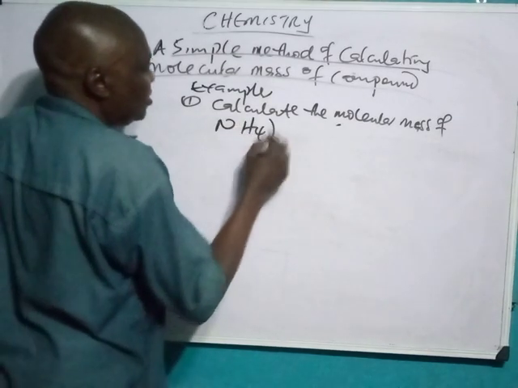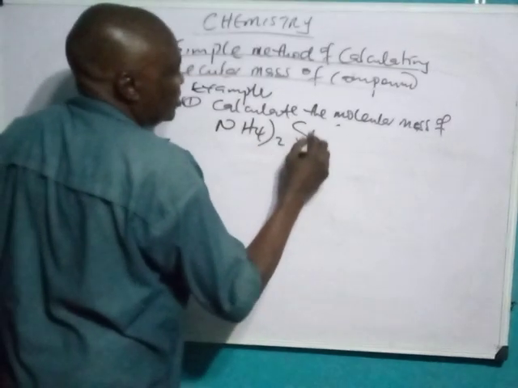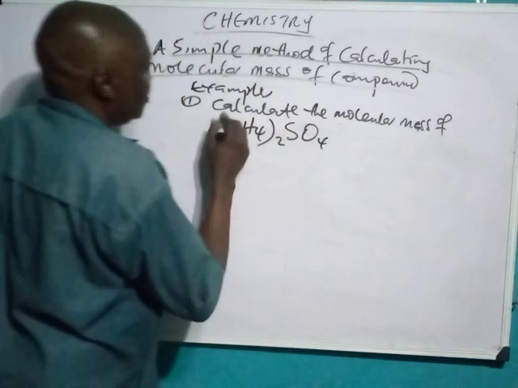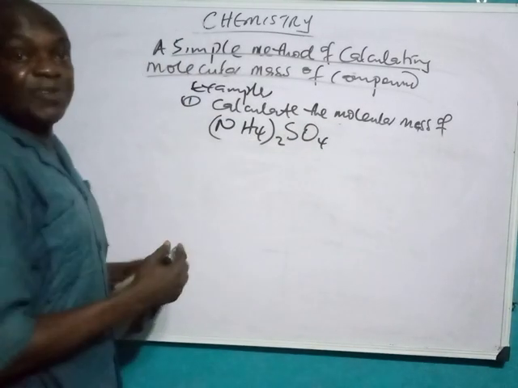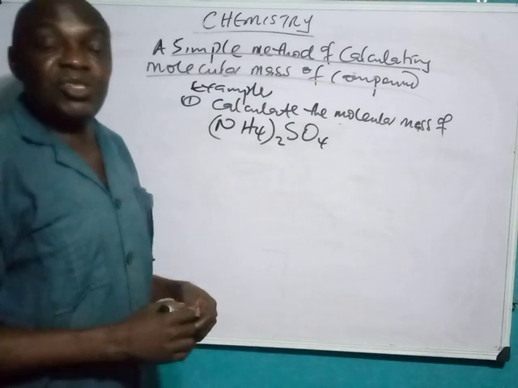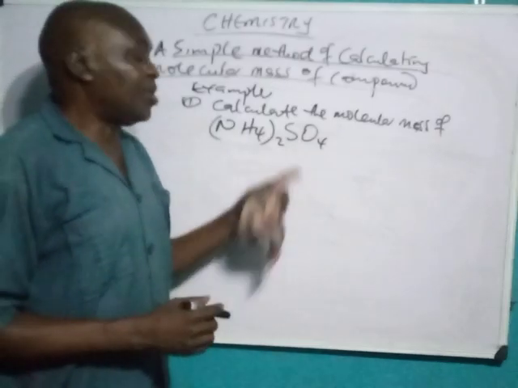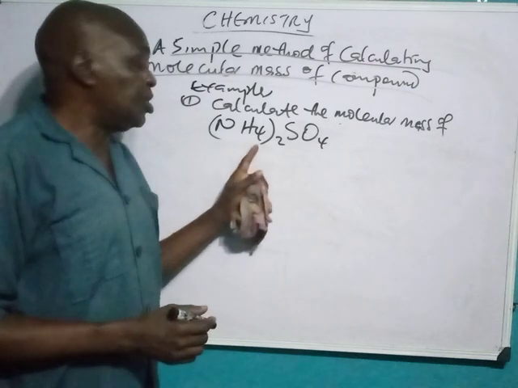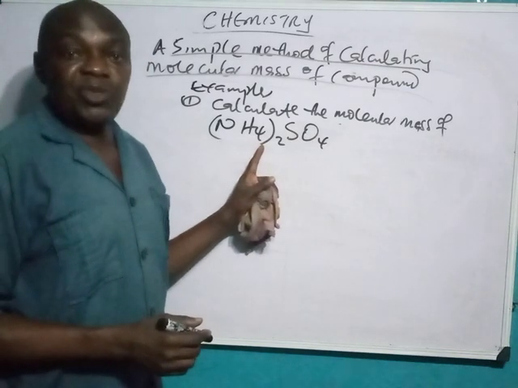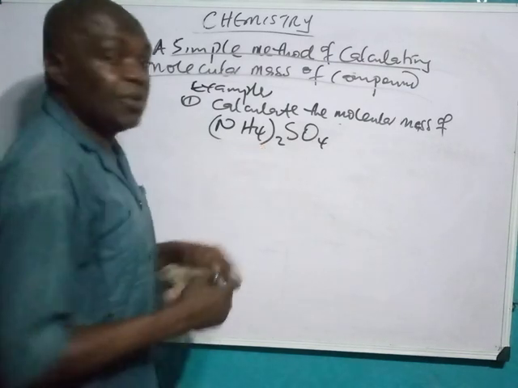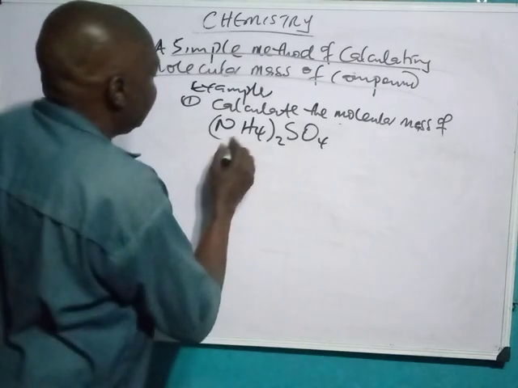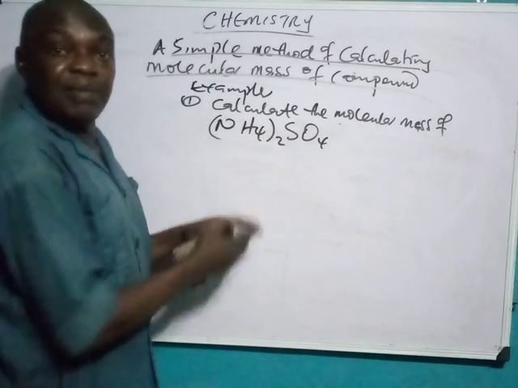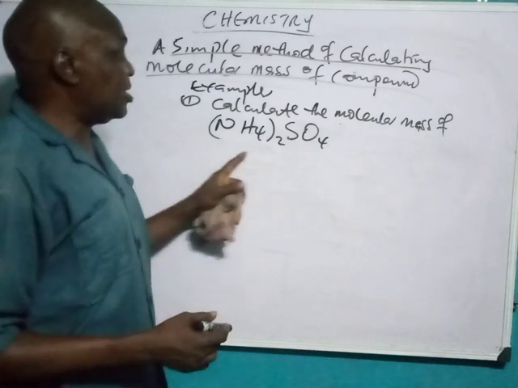Let's say we have (NH4)2SO4, ammonium tetraoxosulfate 6. Let's calculate the molecular mass. Remember we said molecular mass is the sum of each individual atomic mass or mass number of each of them. So you have nitrogen. To make it simpler, you can do it within the bracket, but always try to make it simpler. This one is the molecular formula.